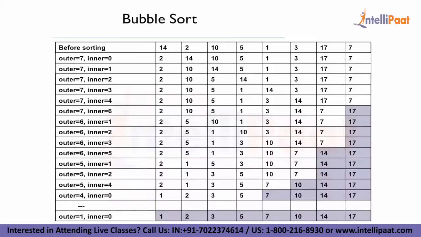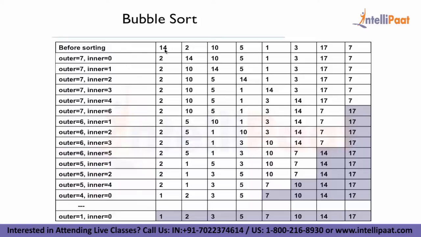Okay, so let's see how this works. Bubble sort. So this is our unsorted portion of the array. Now outer will represent the last index of the array, inner will represent the first index of the array. We will check the neighbor of inner, and find the largest element between inner and inner plus 1, and if the value at inner is greater than the value at inner plus 1, we will swap the values.